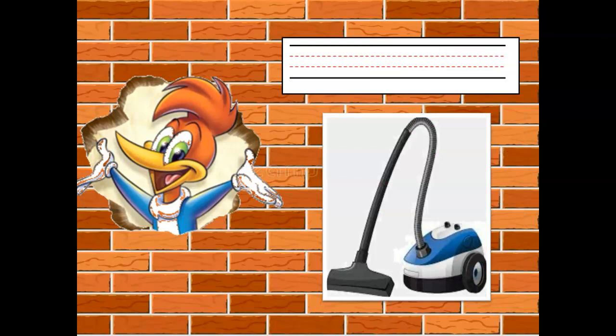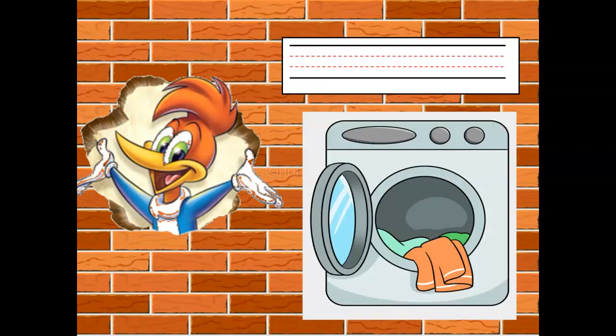Number 2. What is this? It is a vacuum cleaner. Spell the word vacuum cleaner, girls. V-A-C-U-U-M, C-L-E-A-N-E-R. Vacuum cleaner. So the first machine that we have is iron, the second one is vacuum cleaner, and the third one is washing machine.